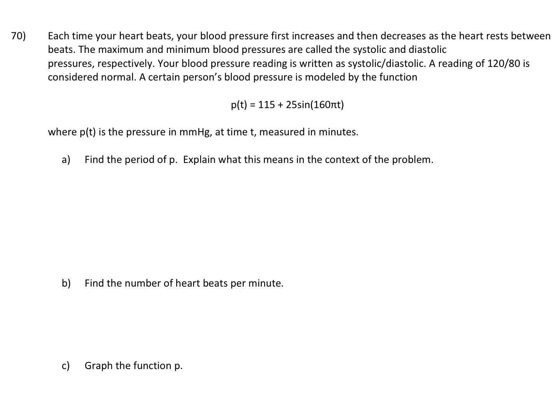Okay, so a certain person's blood pressure is modeled by this given function. And it says where P of T is the pressure in, this would be read as millimeters of mercury, that's a symbol for mercury, at time T measured in minutes. All right, so first thing they want us to do is find the period and explain what it means in the given context.